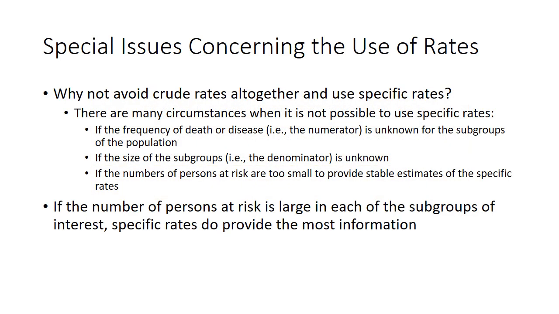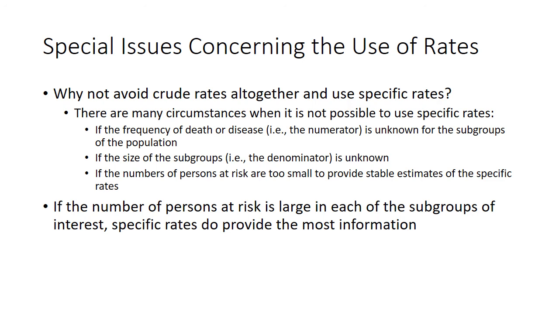So why would you ever use crude rates, and not just use specific rates all the time? There could be some circumstances where it isn't really possible to use specific rates. So for example, if the frequency of the event you're considering, your numerator, is unknown for the subgroup. If you didn't know what the death rate for 20-year-olds versus 50-year-olds was, based on your data, you wouldn't be able to make a specific rate, right? If the size of the subgroups is not known, you don't have that denominator, and it would be impossible to calculate a specific rate.